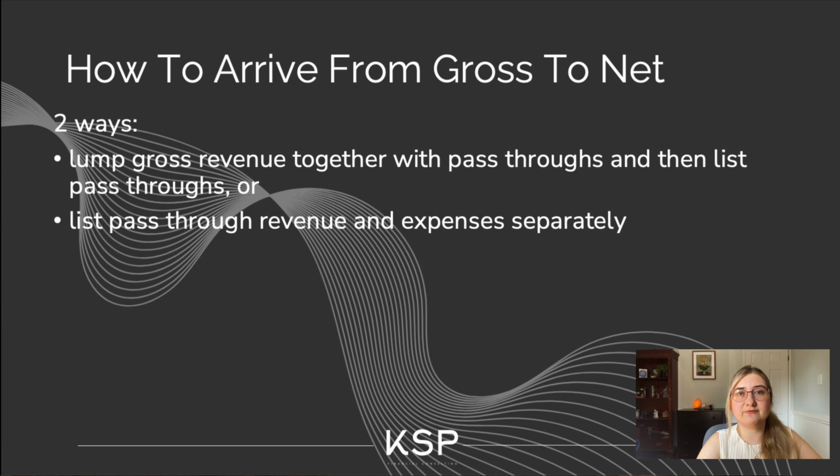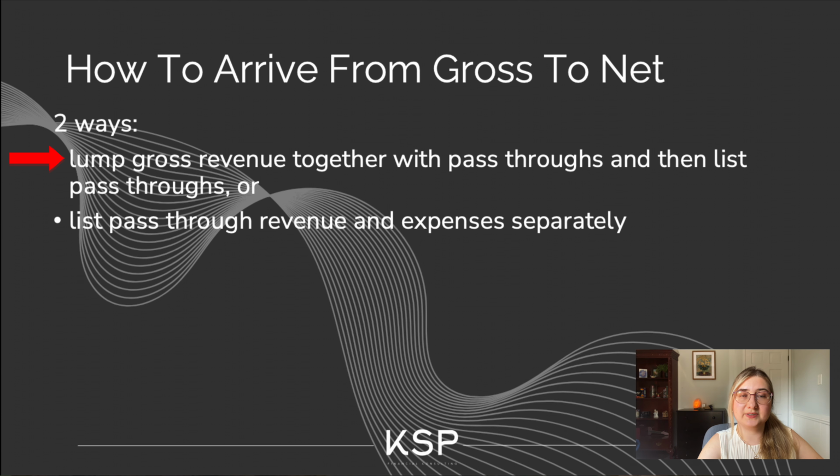Now, how do we arrive from gross revenue to net revenue? There really are 2 ways. We could lump all of our revenue under gross revenue, so that would include the revenue for our services and pass-throughs. And then we just list the pass-throughs that we subtract from gross revenue, and that's how we arrive at the net revenue.